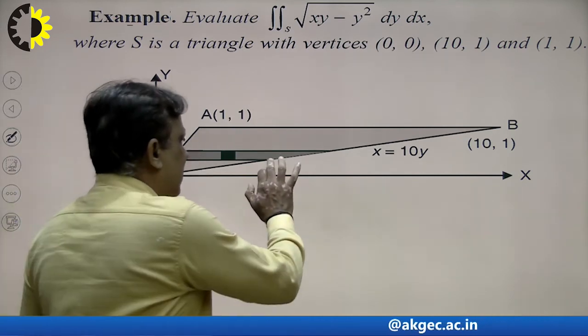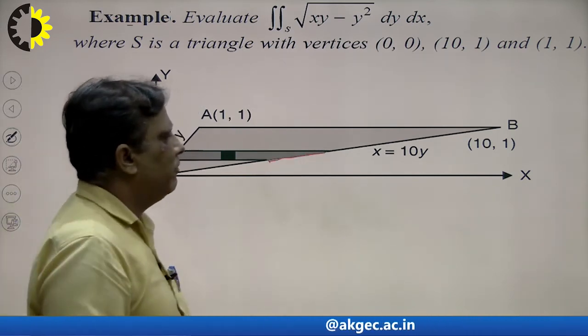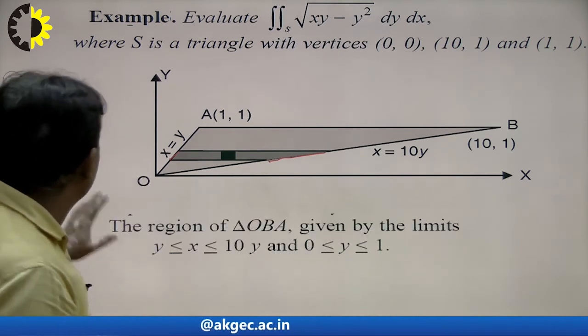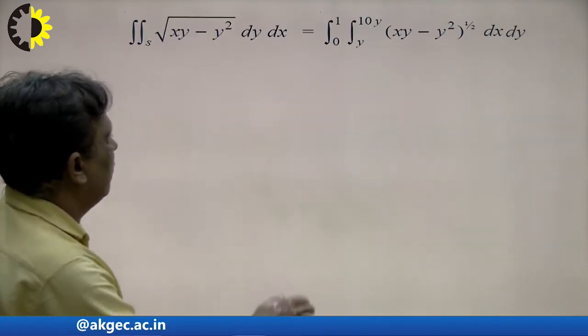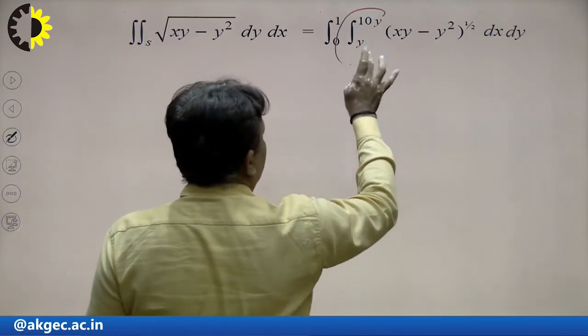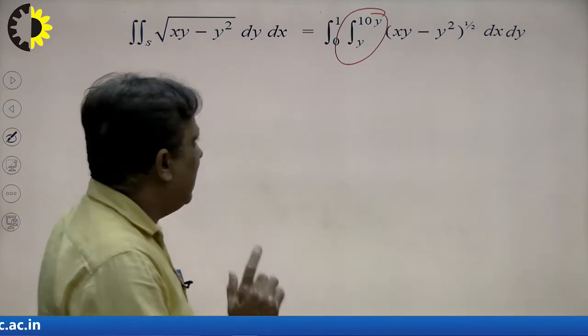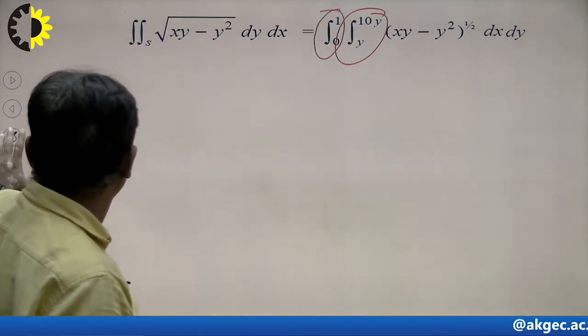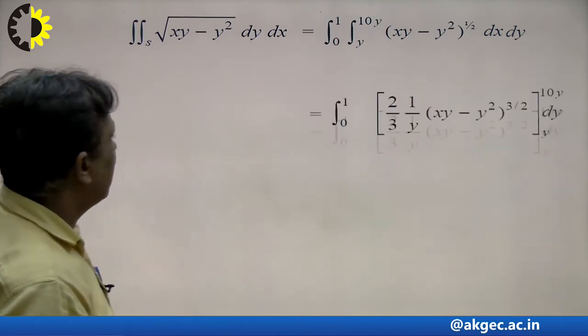And what is the upper limit of this line? So what will be the limit here? x is equal to 10y. So in this way we can find the limit of x and y here, right. So how to take the limit we see here. The limit of x is this from the strip, and with the help of coordinates the limit of y will be 0 to 1. So in this way, first of all we draw the diagram and then solve the problem, right.